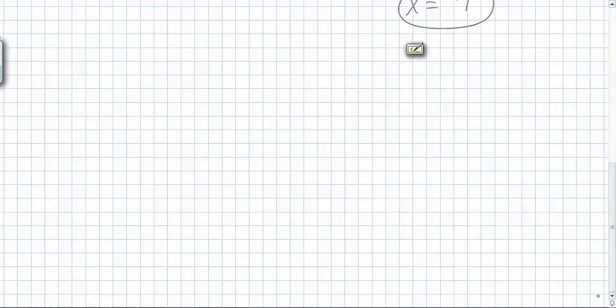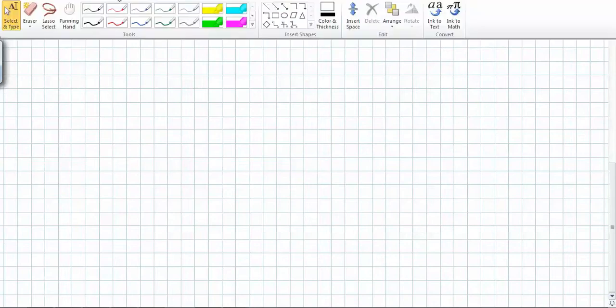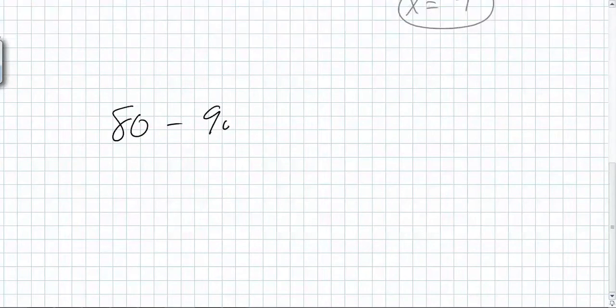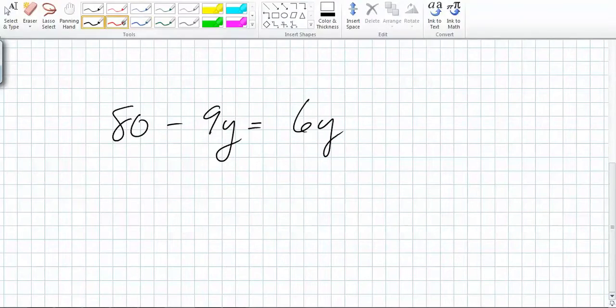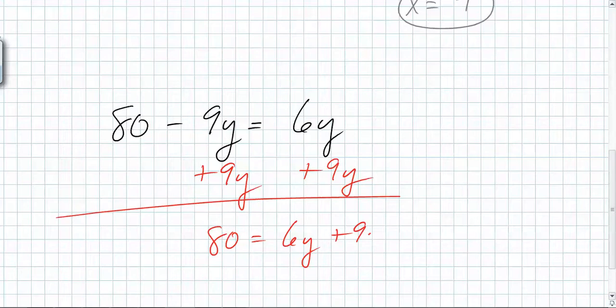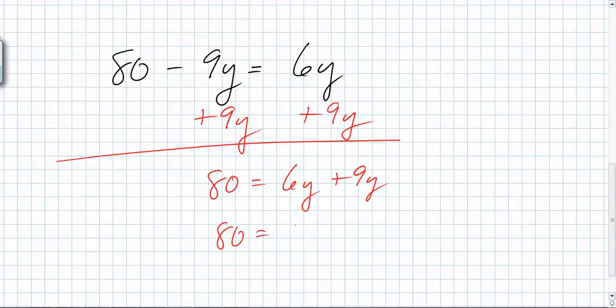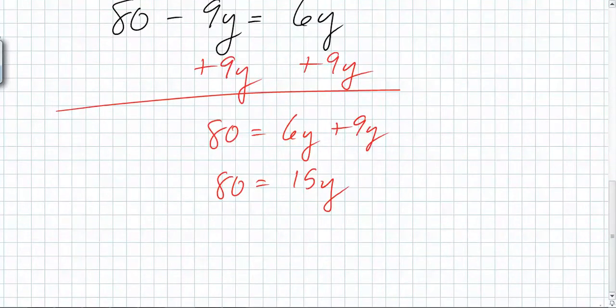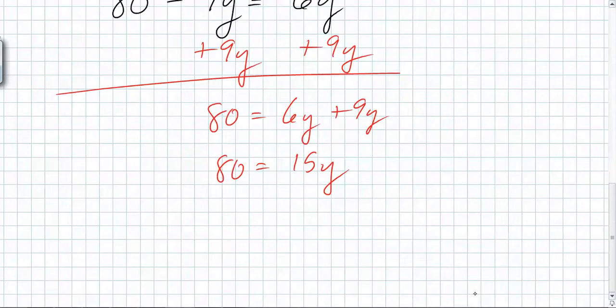You can do the exact same thing and isolate the variable on the other side. For example, you could start with 80 minus 9y is equal to 6y. In this case, we're going to combine, so we need to get all of the variables on one side. In this case, we're going to put them on the right side. We end up with 80 equals 6y plus 9y, and 6y plus 9y is 15y. We don't need to isolate because the 15y is all by itself already, but we do need to divide. We do need to divide by 15 so we can isolate the y. So we end up with 80 over 15 is equal to y.